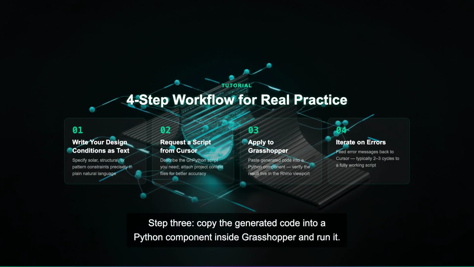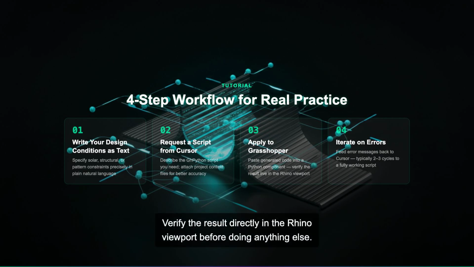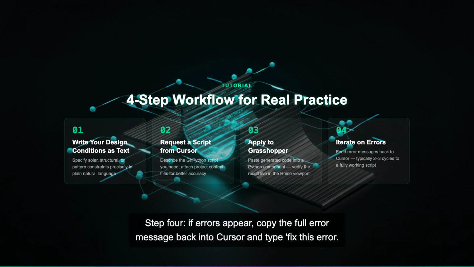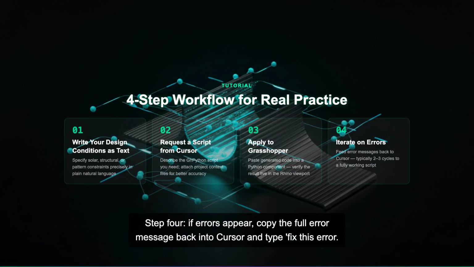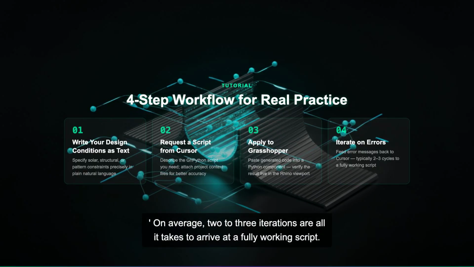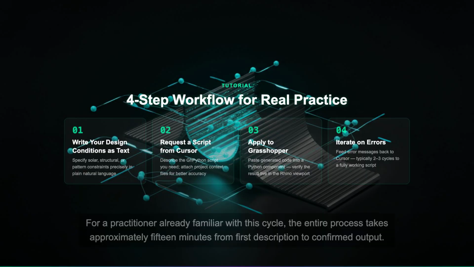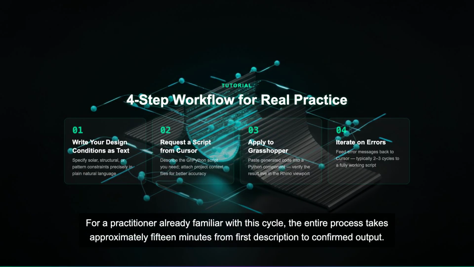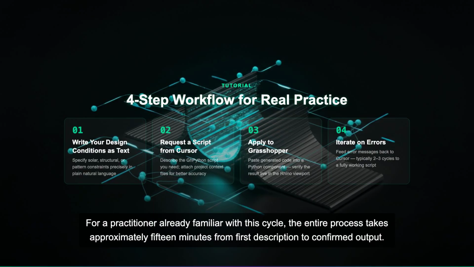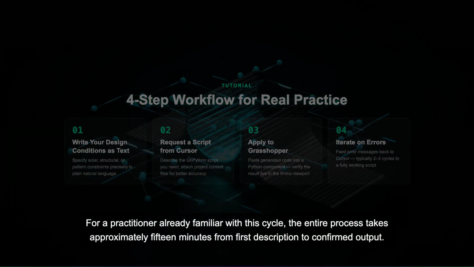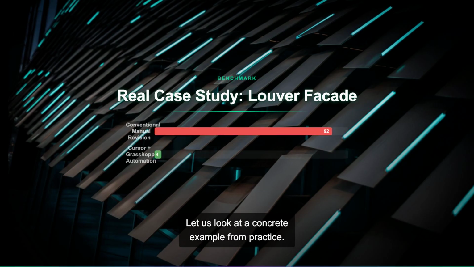Step 3. Copy the generated code into a Python component inside Grasshopper and run it. Verify the result directly in the Rhino viewport before doing anything else. Step 4. If errors appear, copy the full error message back into Cursor and type, "Fix this error." On average, 2 to 3 iterations are all it takes to arrive at a fully working script. For a practitioner already familiar with this cycle, the entire process takes approximately 15 minutes, from first description to confirmed output. Let us look at a concrete example from practice.